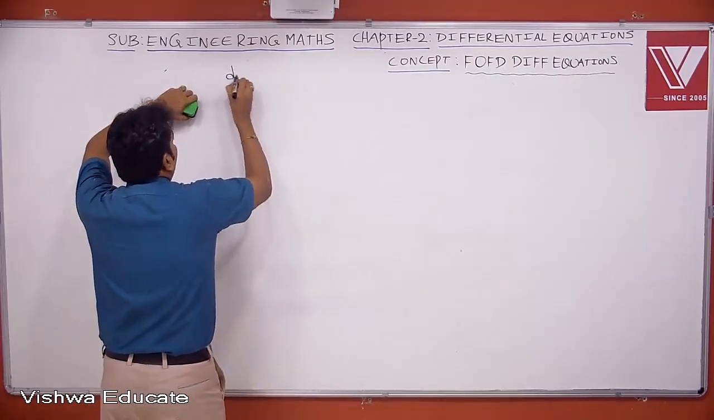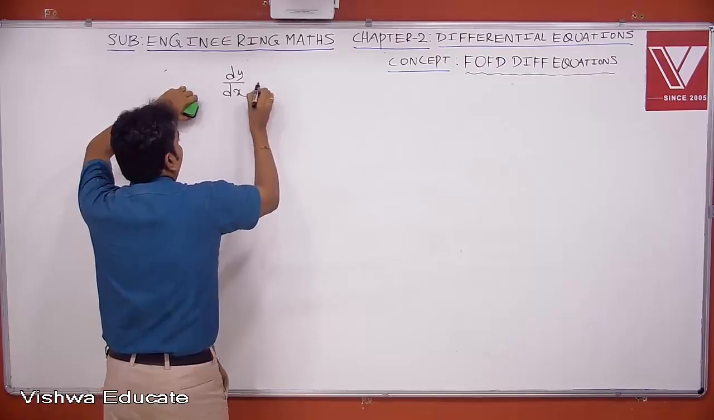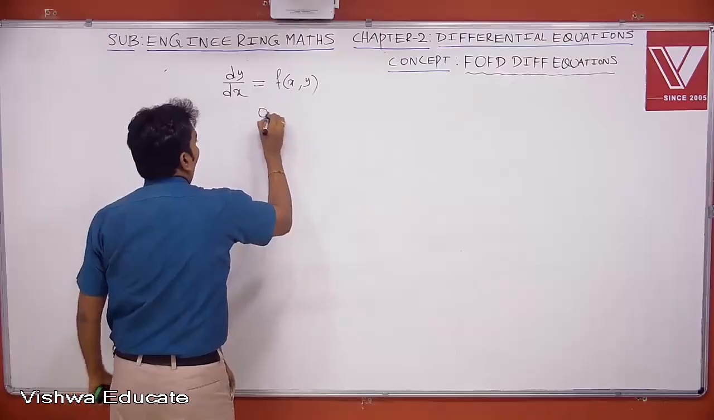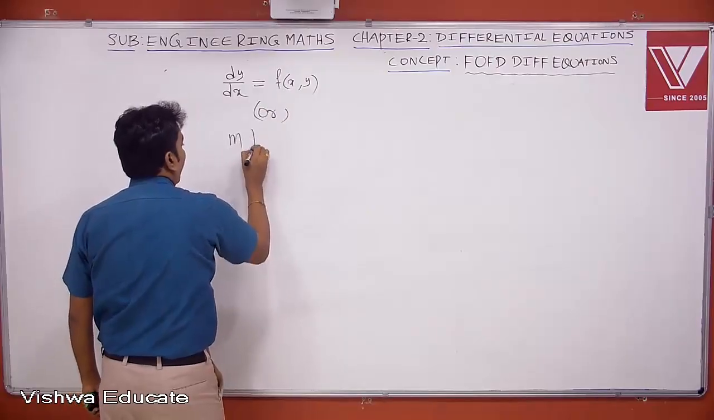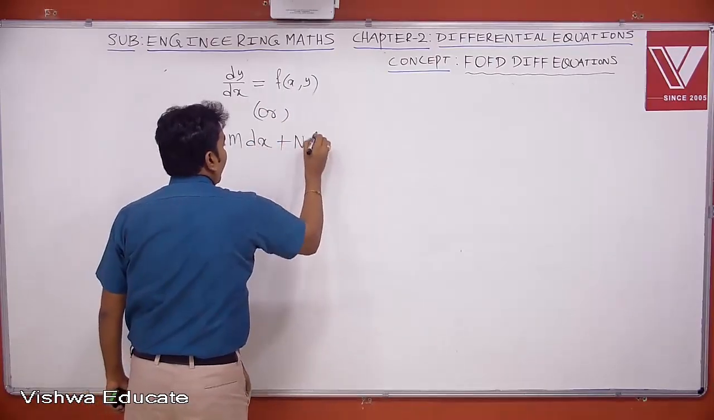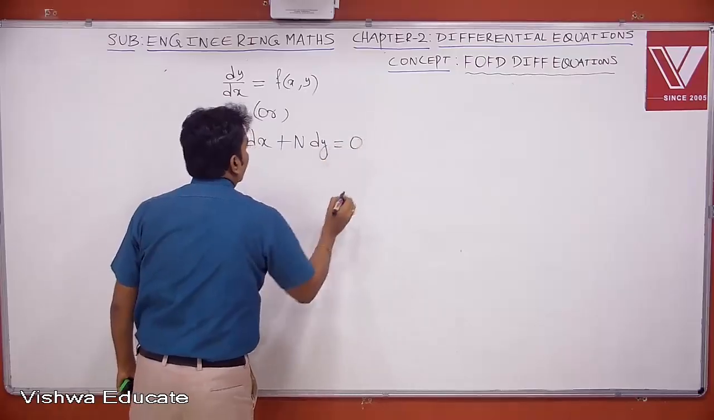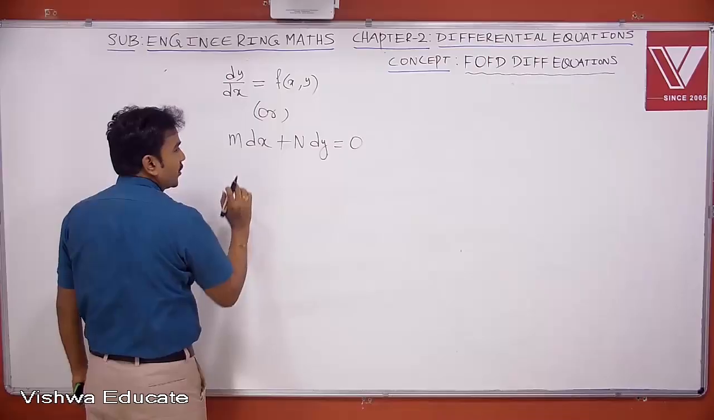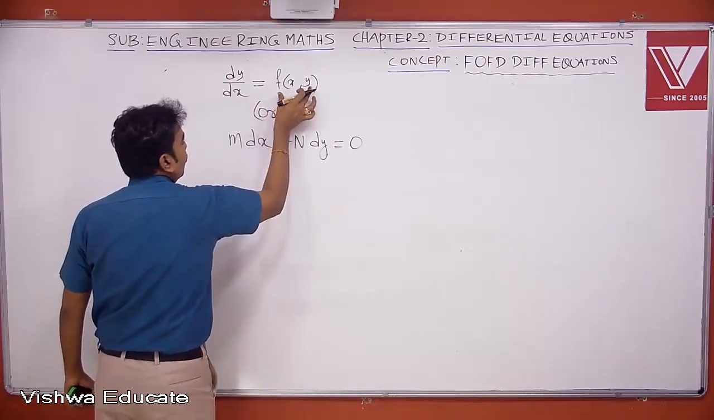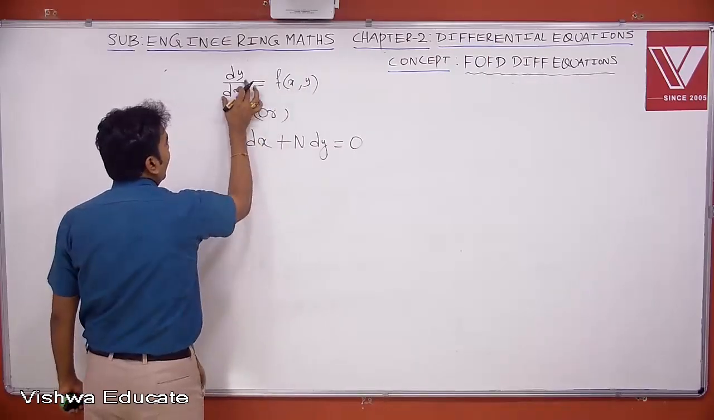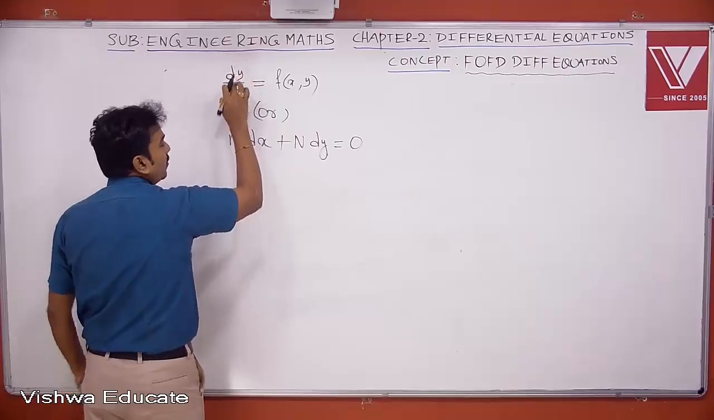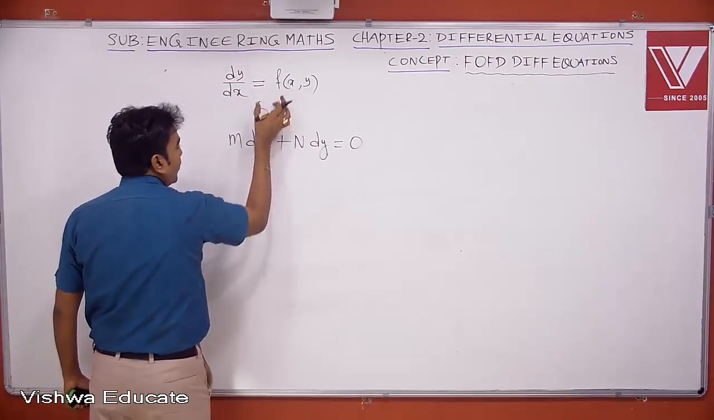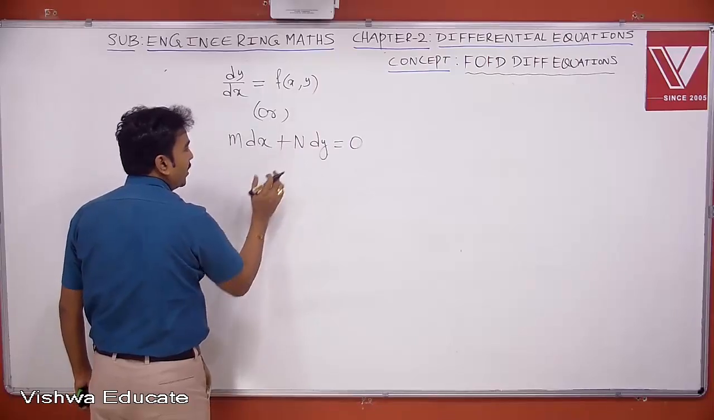The general form of a first order and first degree differential equation is dy by dx equal to f of x comma y, or equivalently we can write M dx plus N dy equal to 0. So either this or this is called the general form of a first order and first degree differential equation. Dy by dx equal to f of x comma y. Here we have only one derivative, its order is 1. So it's a first order first degree differential equation. Even that is, the same equation is equivalent to M dx plus N dy equal to 0.